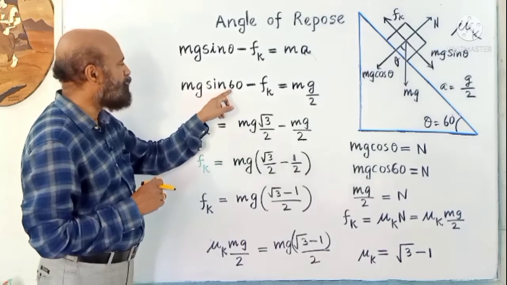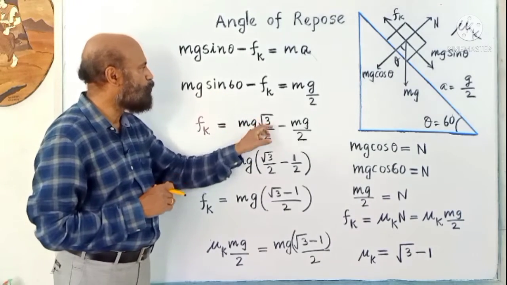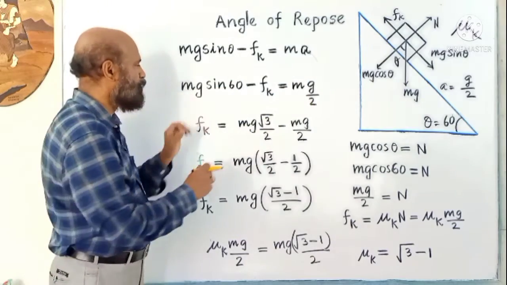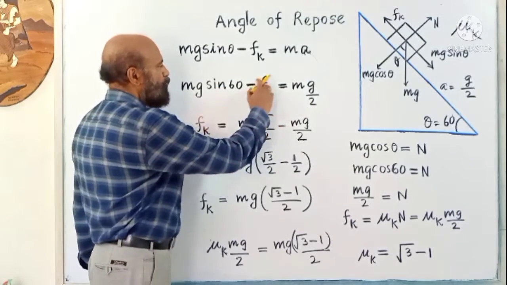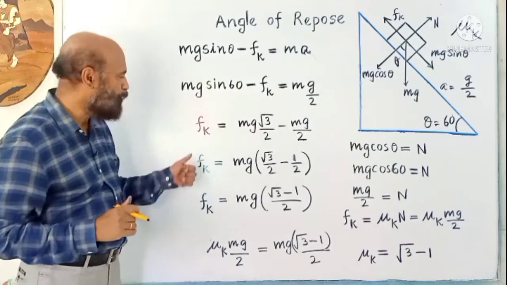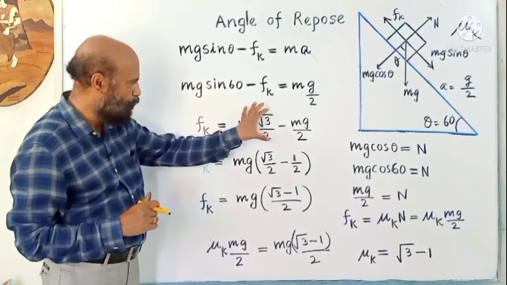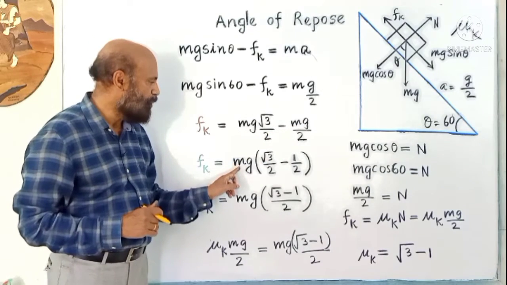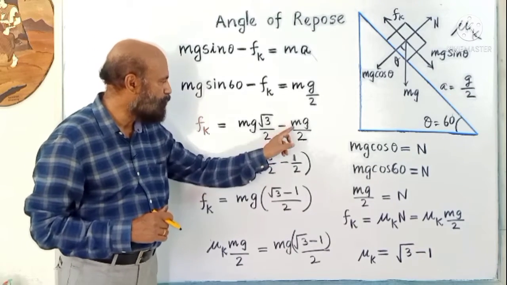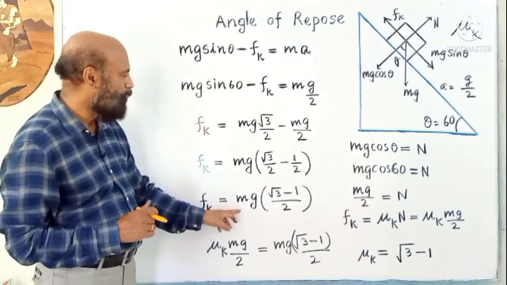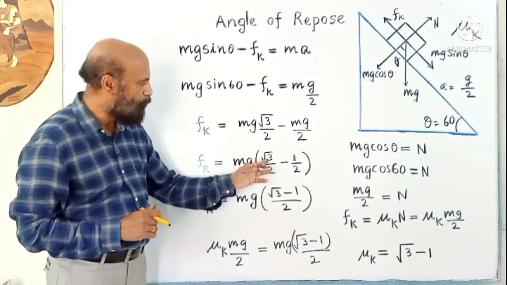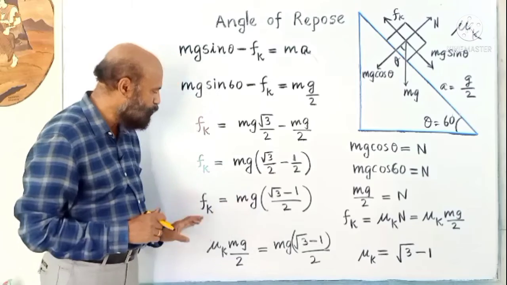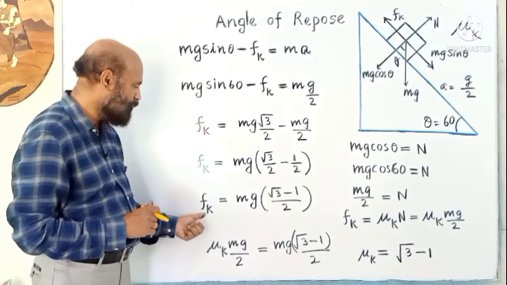Then mg sin 60, we can write mg root 3 by 2. Then when mg by 2 you take to the other side, it will become minus. So after rearranging, you will get an expression for the kinetic frictional force. In this, mg is common, so you can take mg outside. Then root 3 by 2 minus 1 by 2. So this can be written as root 3 minus 1 all divided by 2. So you are getting the kinetic frictional force.